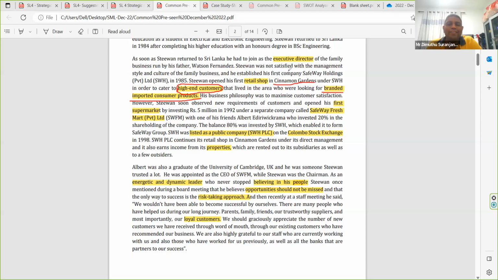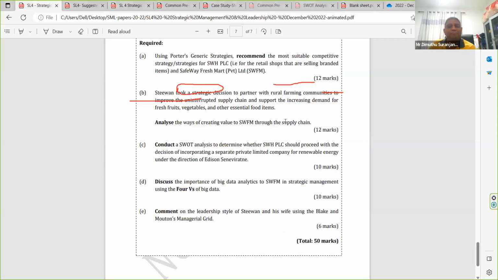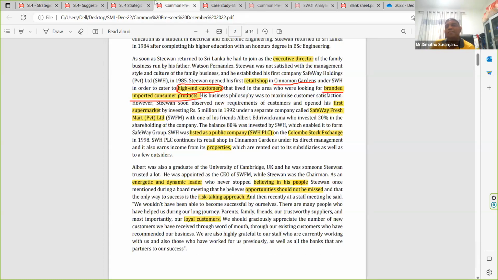One answer. What is the answer? What is the strategy they apply? Cost focus or differentiation focus? Now, the examiner asks you to identify the more suitable competitive strategy. No, retail shop. What is the answer? Your knowledge level is not good, guys.